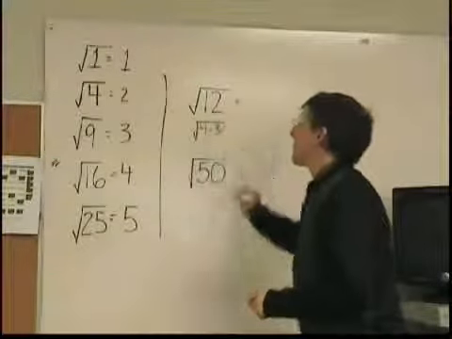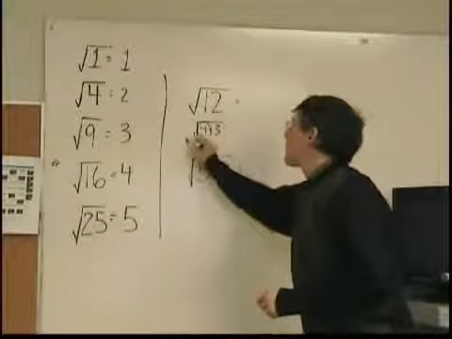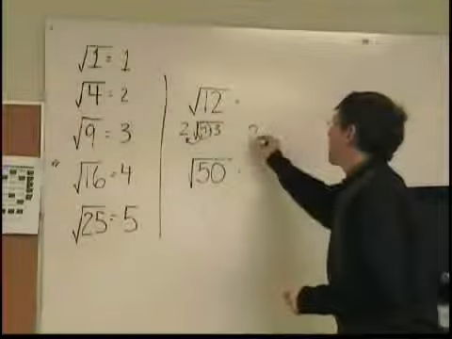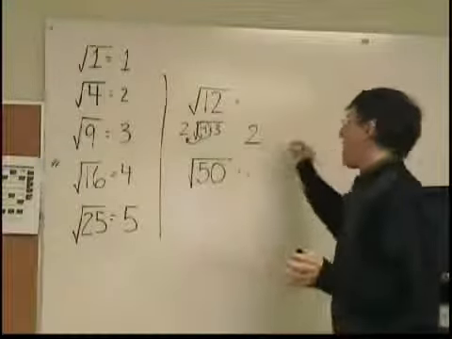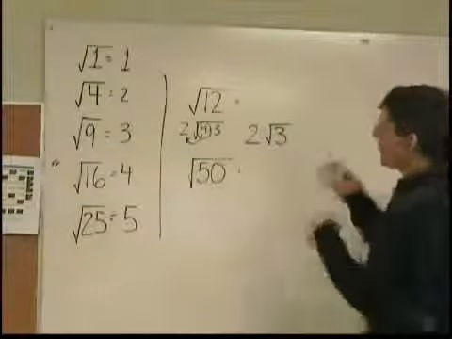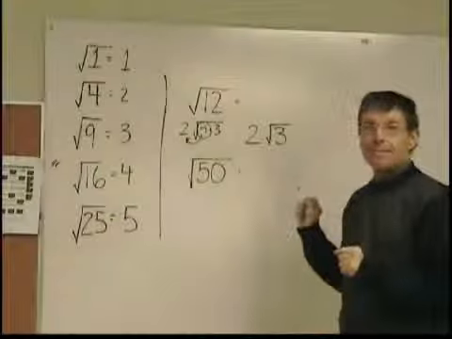It stays in the radical. The 4 part gets released. It comes out as its square root, which gives me 2 outside the radical. The 3 stays inside. And so the simplification of the square root of 12 is 2 radical 3.